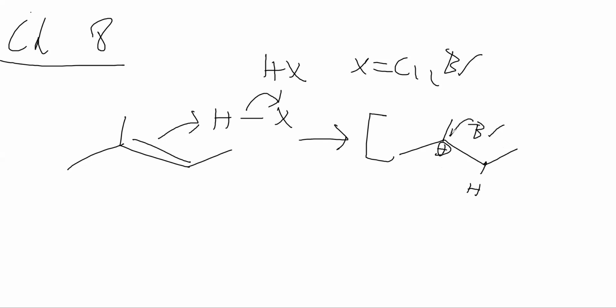And then the bromine comes and attacks the cation. And we get that product. So that's that mechanism. It's just the first step, attack the HX, and then the second step, form the correct cation and then attack that.